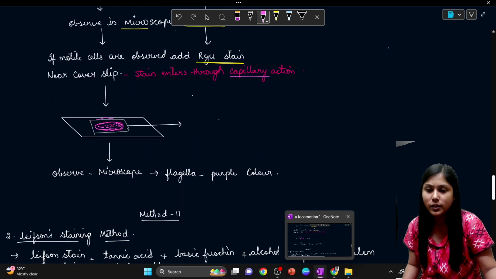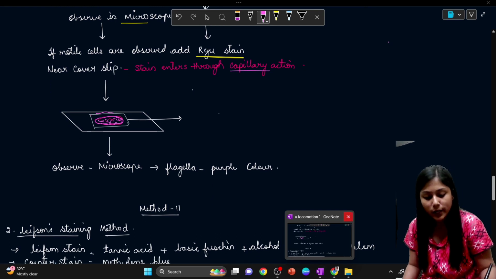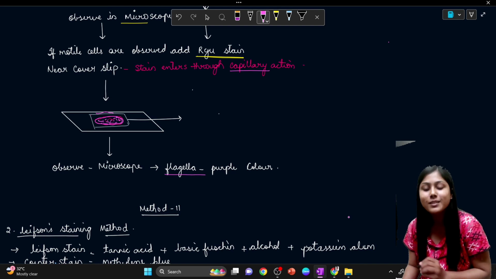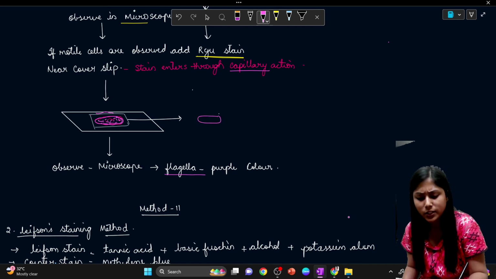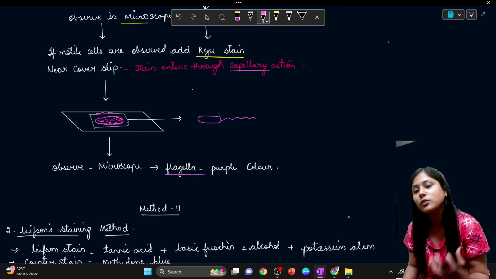After you add the Ryu stain, you are going to observe it again under the microscope. Now you get to notice that the flagella appears in purple color. So basically the complete structure here will appear in purple color. So this is what is Ryu method or wet mount method.